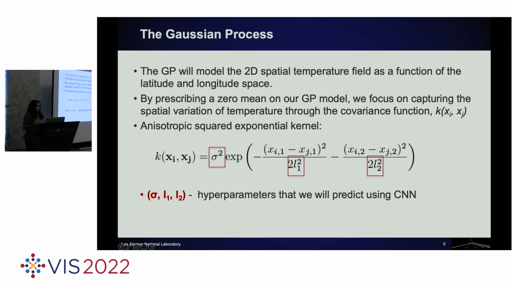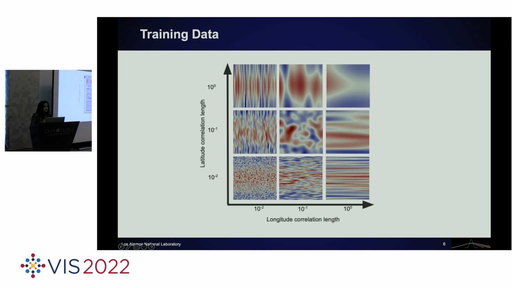Really, the idea is if we can do this really fast, then we can determine our Gaussian process fitting really fast and therefore make this all feasible within an in situ environment. So what we did is we wanted to look at a range of different values for both the L1 and L2, and that corresponds to the latitude and longitude, and therefore capture a wide variety of different spatial features to be able to train our model.